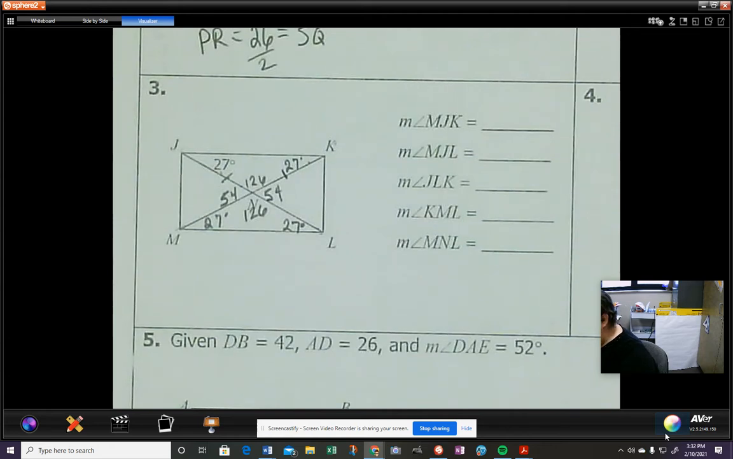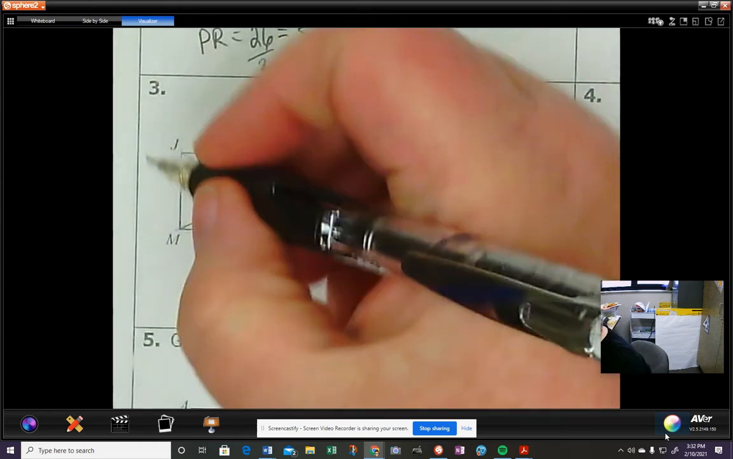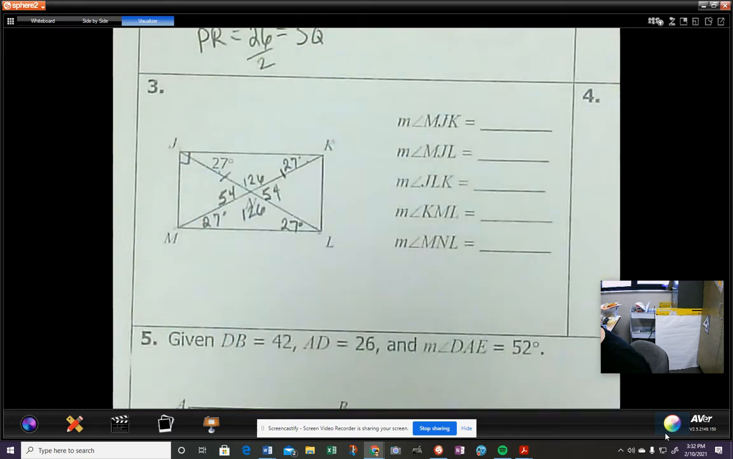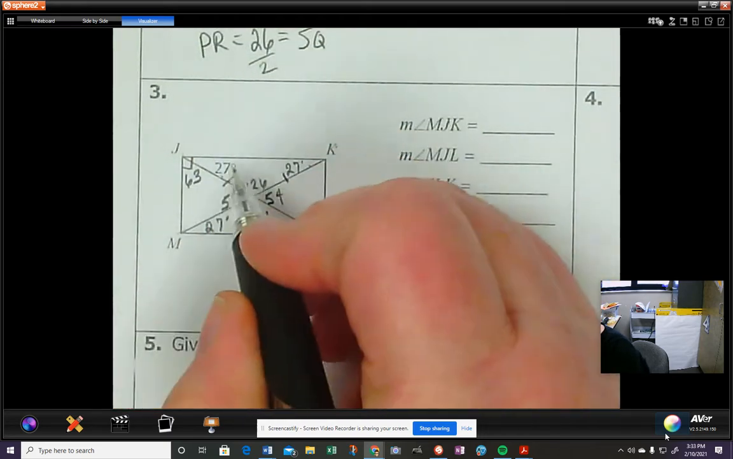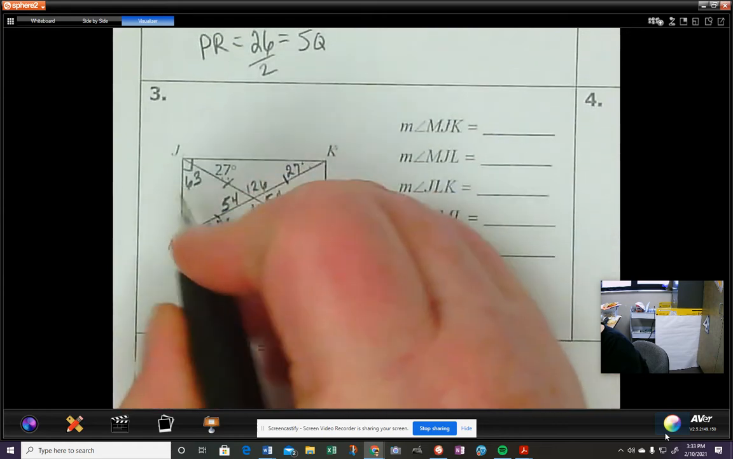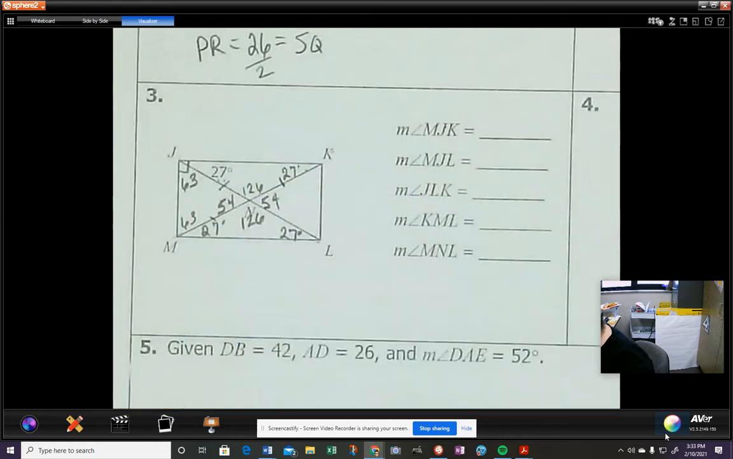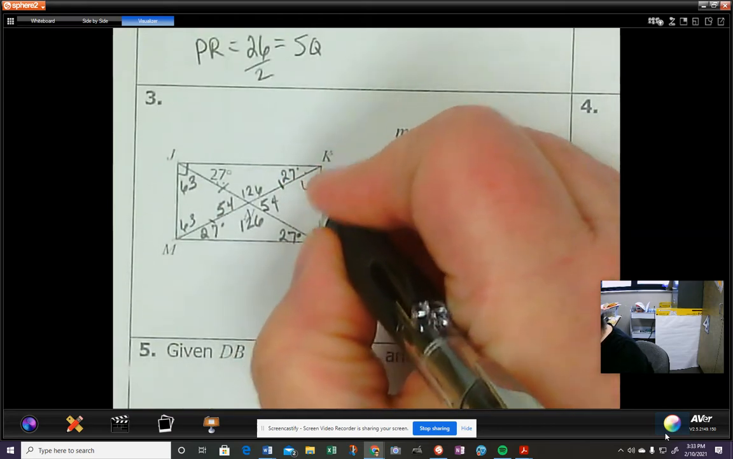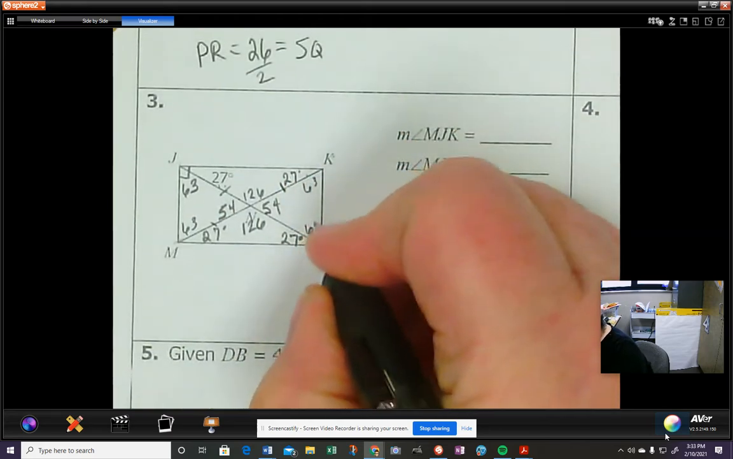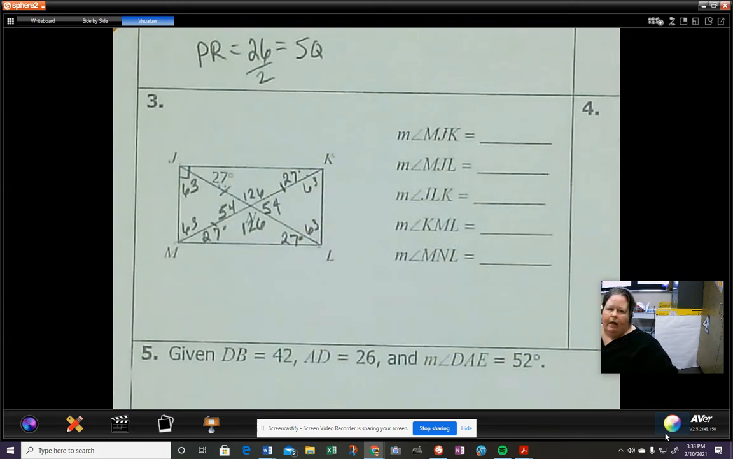90 minus 27. Where am I getting the 90 from? This angle is a 90-degree angle. This is 63. And this side is congruent to this side, so this one is 63. These are congruent over here, so this is 63, and this is 63. A lot of numbers in there.